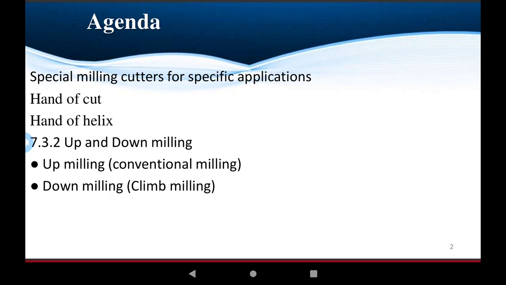In up and down milling operations, up milling is conventional milling, and down milling is climb milling. Up milling is used on the upper surface of the workpiece, and down milling is used for the upper and lower surface of the workpiece in the cutter operations.